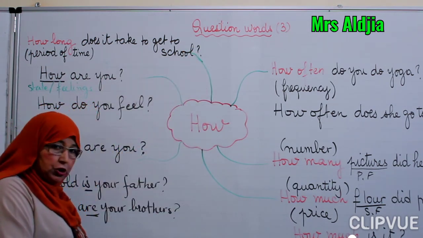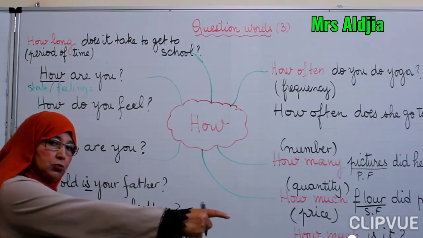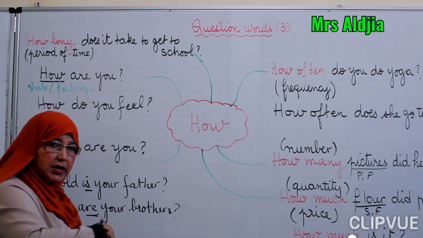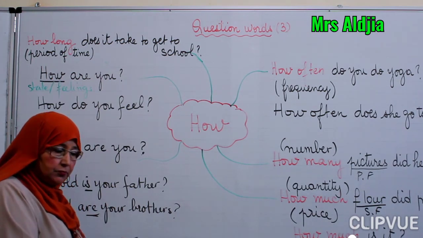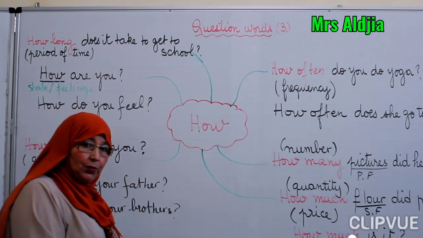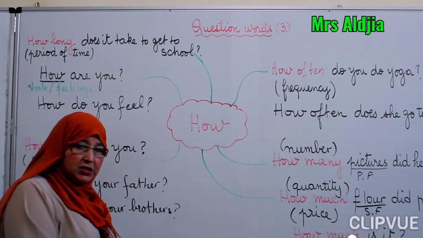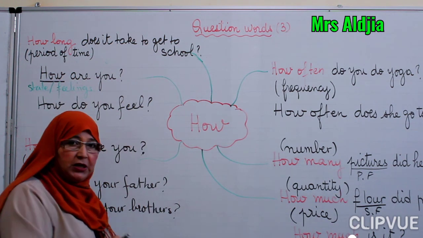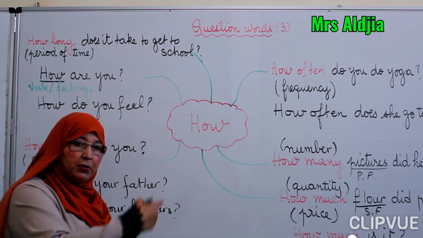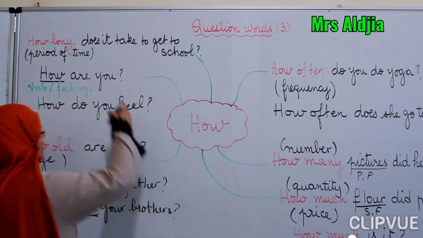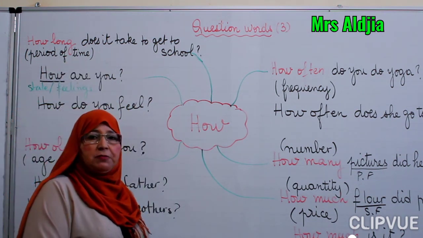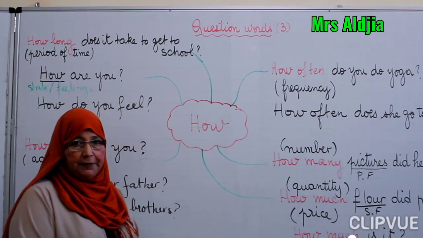When you go from home to school, it means what's the period of time? How long does it take? It takes 15 minutes, for example, a quarter of an hour, half an hour, an hour, or 5 minutes. It depends on the distance between the house and the school. So we're talking not about the distance, but about the time, the period of time. How long does it take to get to school? It takes 5 minutes because the school is just nearby.